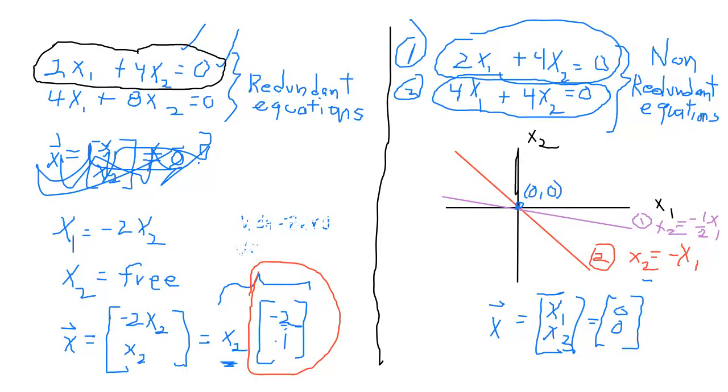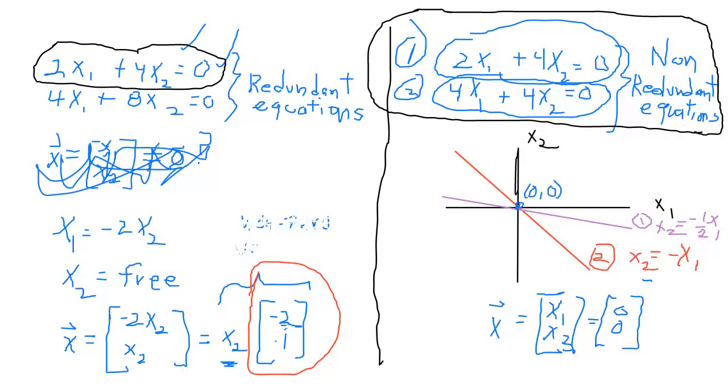So thank you, Christy. Could this system here with non-redundant equations be a system that comes from trying to find an eigenvector, an eigenbasis for an eigenvalue? Could that happen?